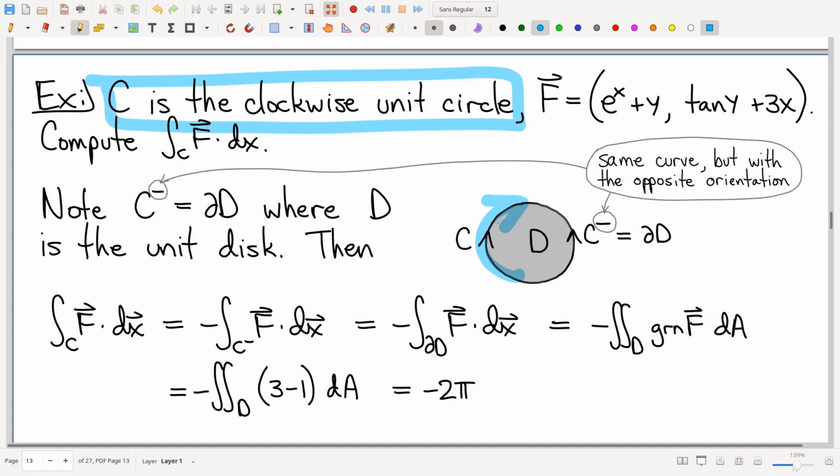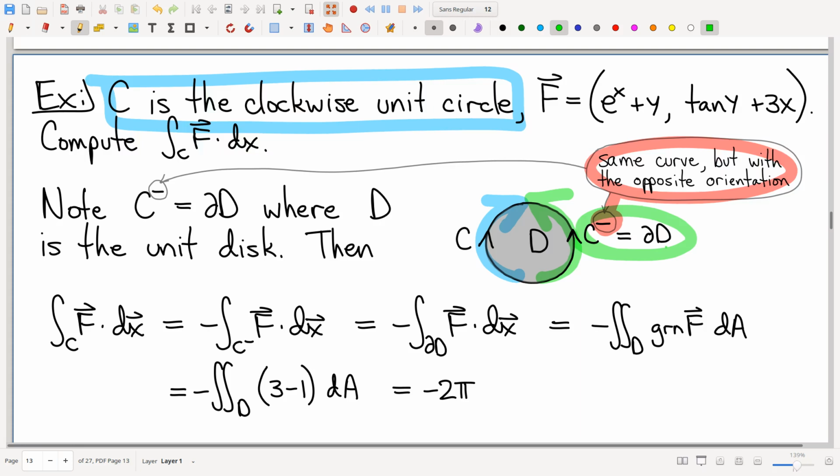Now, this is fixable. Not such a big deal, in fact. Let's look at this other curve here. That's the same exact curve. It's still the unit circle, just that now I'm going to orient it the other way. When I orient it the other way, of course, it's not the same. This is the same underlying curve, opposite orientation. But this C minus is a boundary. Right there. C minus, counterclockwise oriented unit circle, is literally the boundary of that disk D.